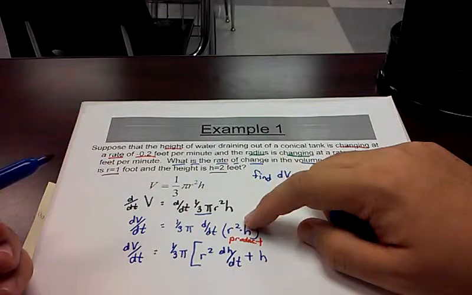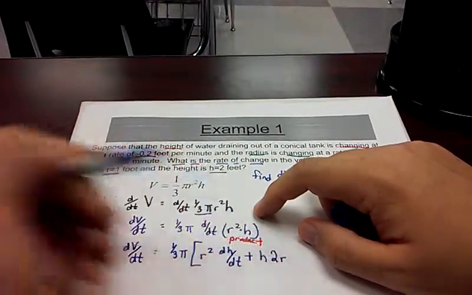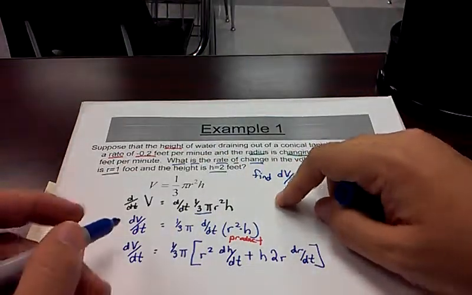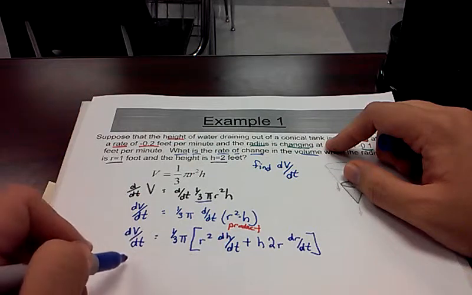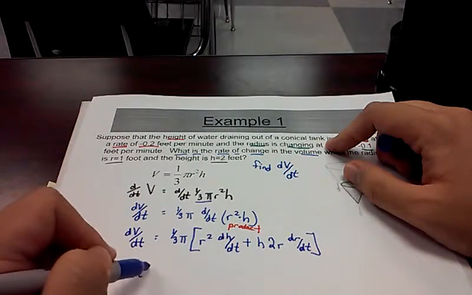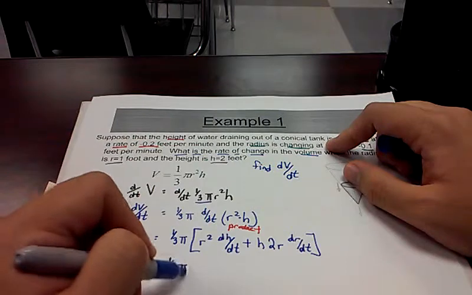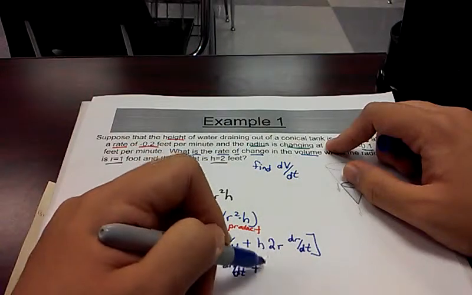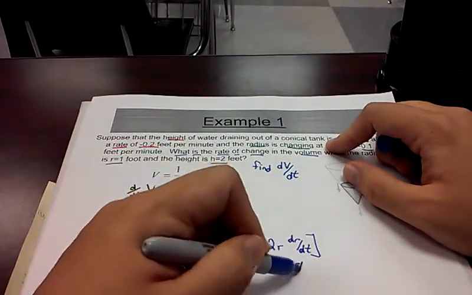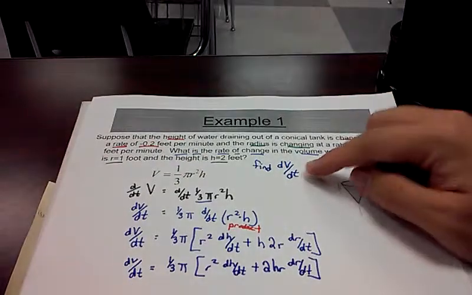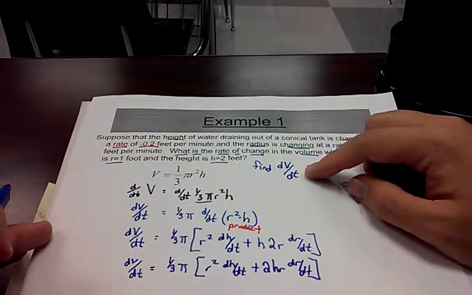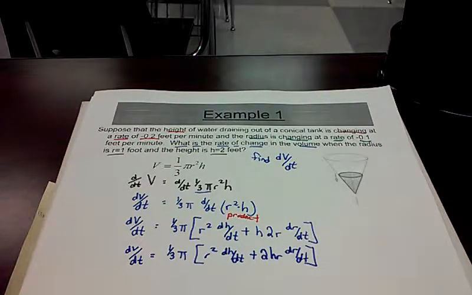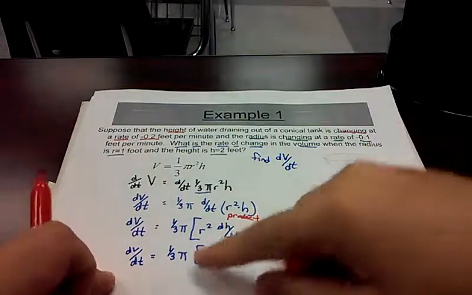The derivative of r squared would be 2r, but since the variables don't match, I'm going to have dr over dt. All right, I could clean this up a little bit and have dV over dt is equal to 1/3 pi, and then have r squared dh/dt plus 2hr dr/dt. Since I'm trying to find the derivative of the volume with respect to time, or the change in volume, all I'm going to do now is simply plug in or substitute all of the values.